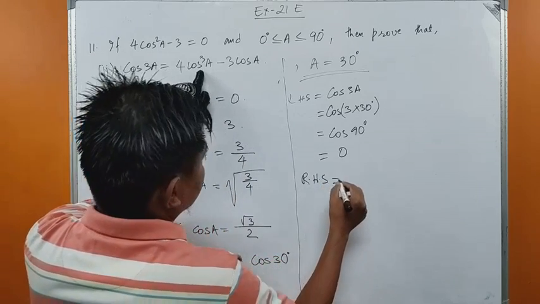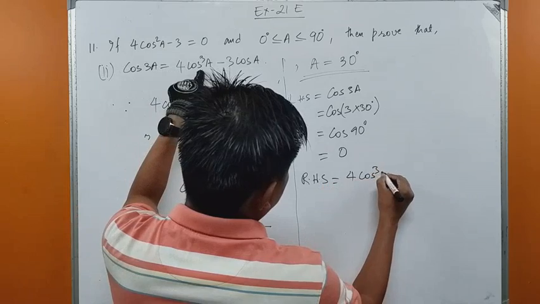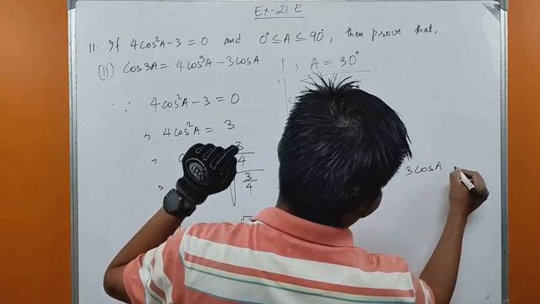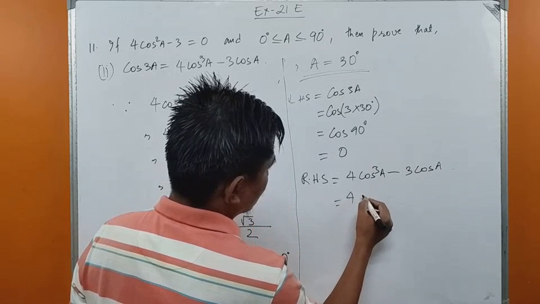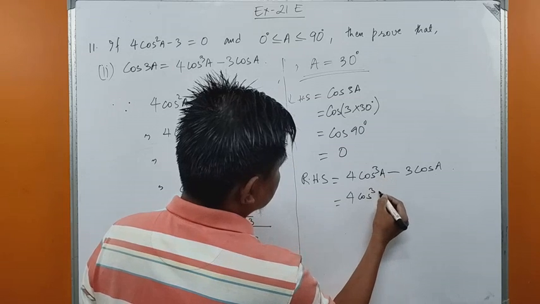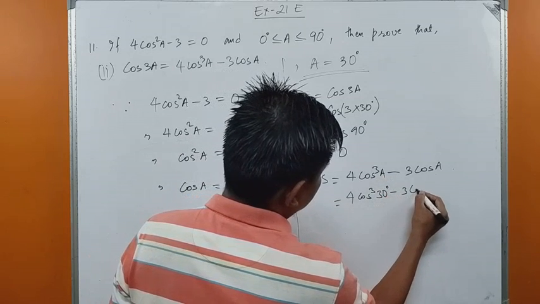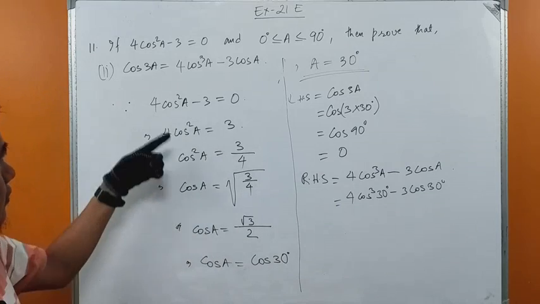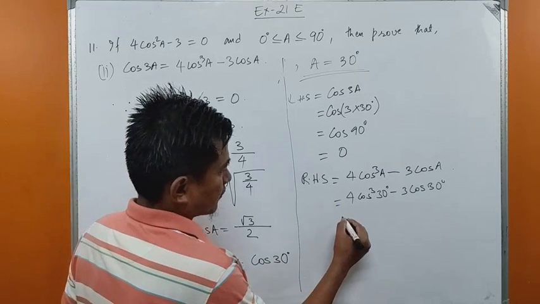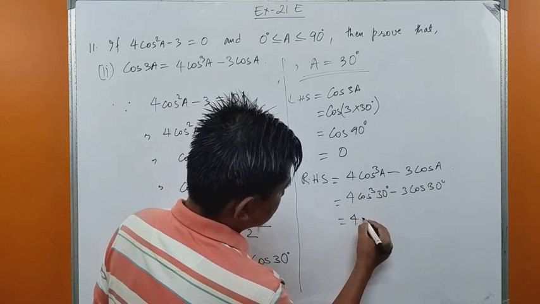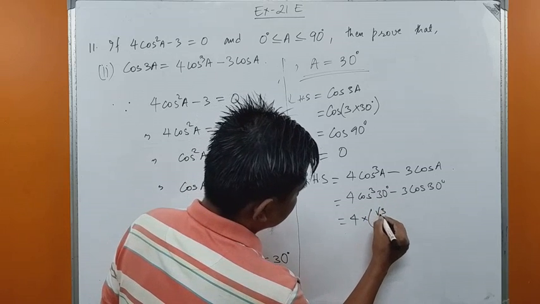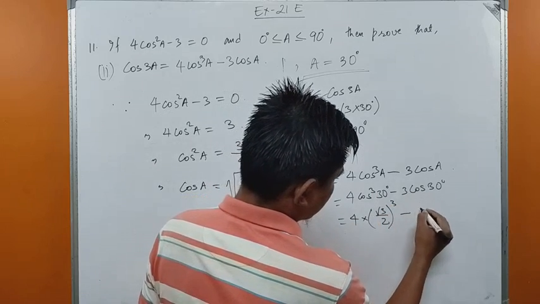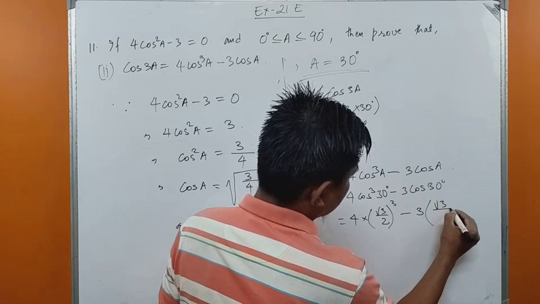Now we have the right hand side. RHS equals 4 cos cube a minus 3 cos a. Okay, so this is 4 cos cube a, where a means 30 degree, minus 3 cos a, where a means 30 degree. The value of a is 30 degree, isn't it? We have found that from this equation. So 4 cos 30 degree means root 3 by 2 cubed. So we must put the cube here. Minus 3 cos 30, which means root 3 by 2.